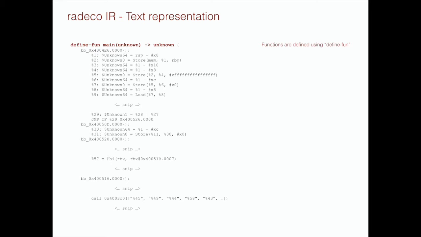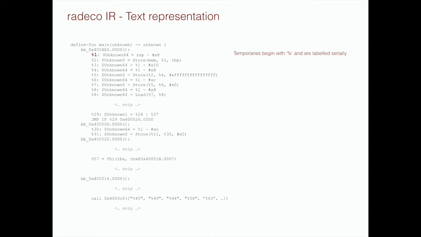The first thing to notice is that functions are defined using the define func primitive, and it takes the identifier, which is the name of the function, and the argument list, followed by an arrow with the return type. In this case, the function arguments and the return type are unknown because the IR has not been passed to the type inference phase yet, but we already have some support for this in place. Blocks are labeled as BB underscore and the address of the block. Of course, labels can have any custom name depending on what analysis was performed earlier or information from radare2, but by default, they're labeled as block followed by the address.